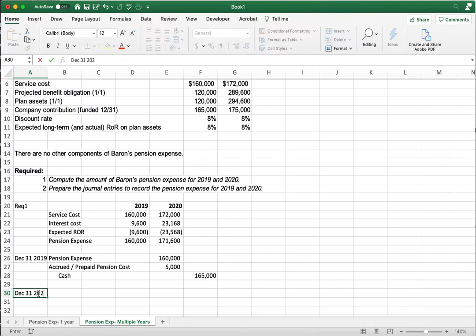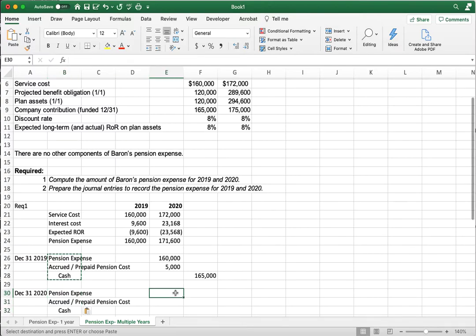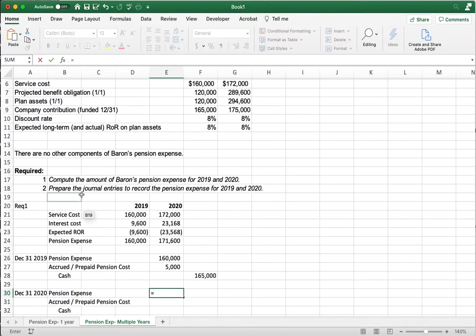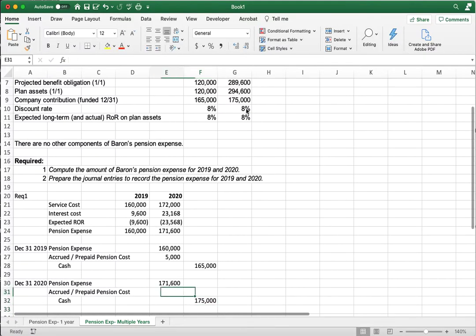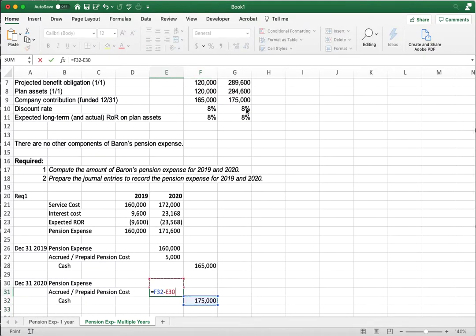December 31st, 2020, it's going to be very similar. Let's just actually copy this down. We have a pension expense of $171,600. We have cash contributed of $175. And so the difference goes again in being debited into the accrued prepaid pension cost for $3,400.